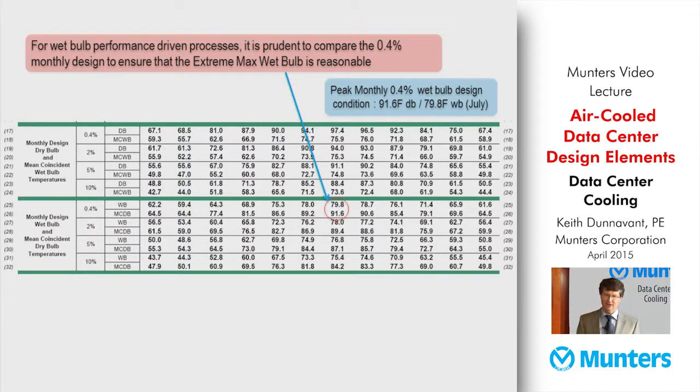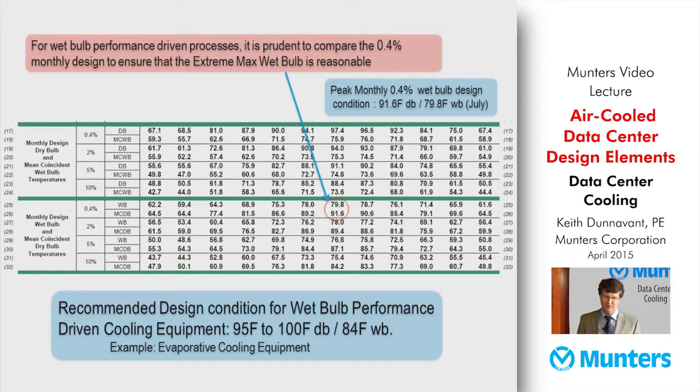In this case, we are within 4 to 5 degrees of the extreme, which tells us that the extreme max of 84 is realistic and should be used. So our recommended design condition for wet bulb performance-driven equipment would be to use a dry bulb of about 95 to 100 Fahrenheit with the extreme max wet bulb of 84.